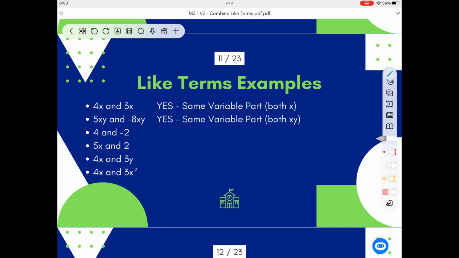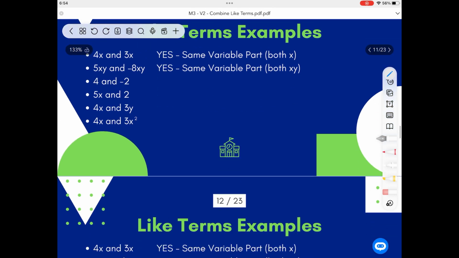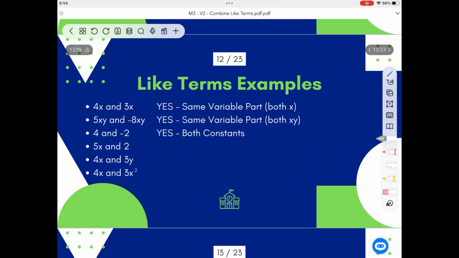And anytime you have multiple variables side by side, just remember that just means an x number times a y number together to get some other value. But it's treated the exact same way. They just have to have the same variable or variables and the same exponents, and this one does. The third one is also considered like terms. These are just both constants because neither one of them has a variable. So 4 and -2 are like terms.